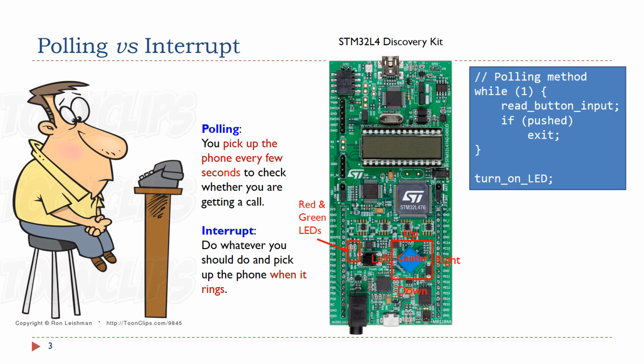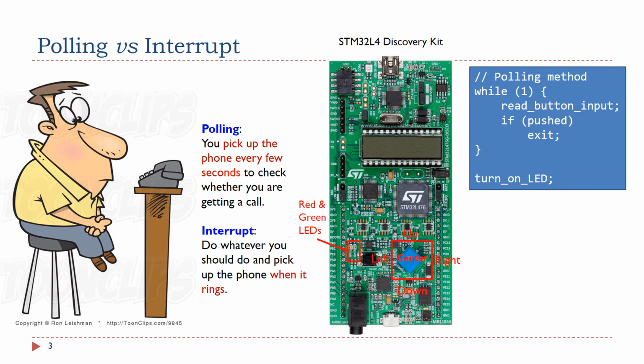Here is a simplified pseudocode of the polling method. In the while loop, software constantly reads the input of the pin attached to the push button. It won't exit the loop until the button is pressed. After the program exits from the while loop, it turns on the LED.